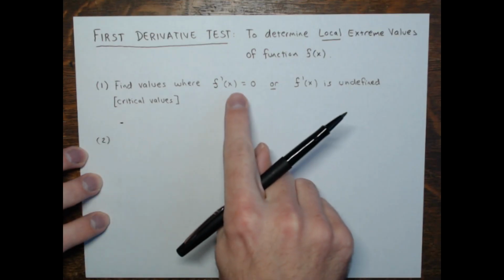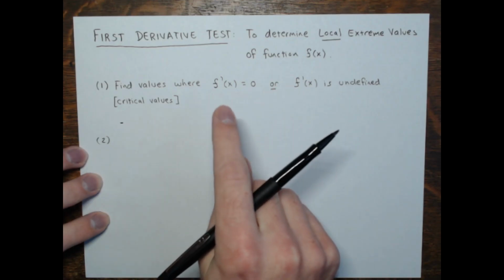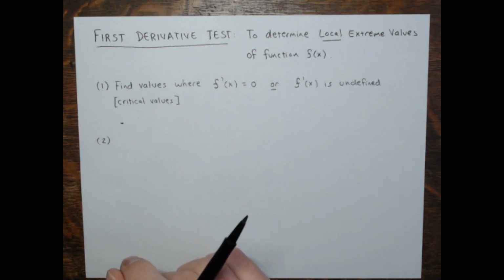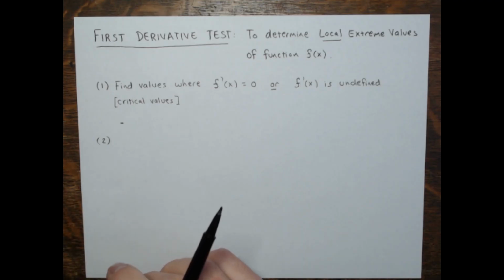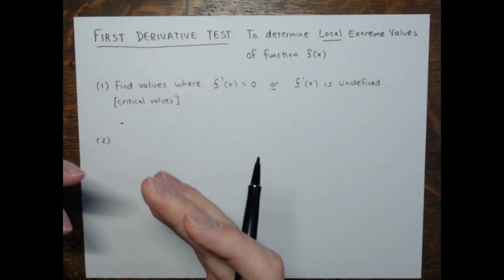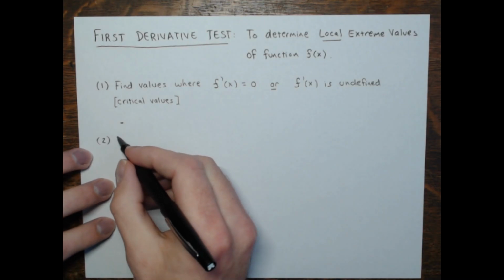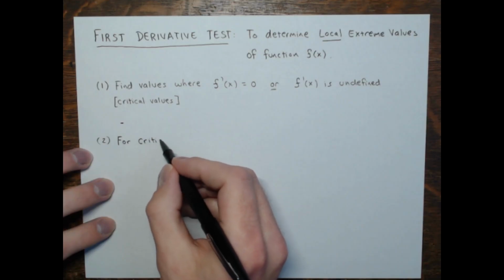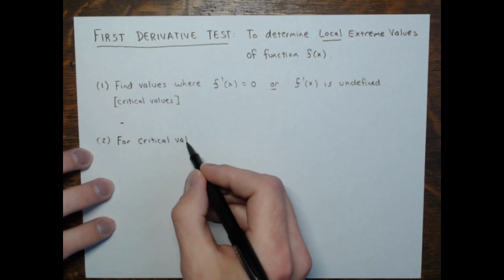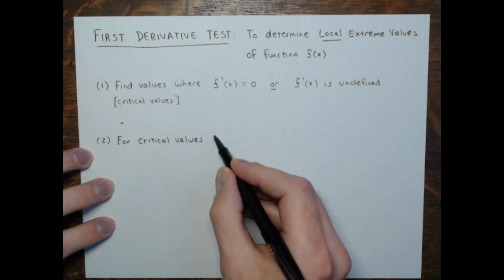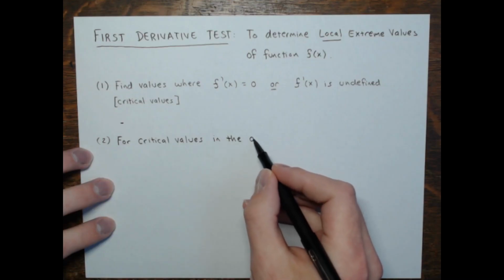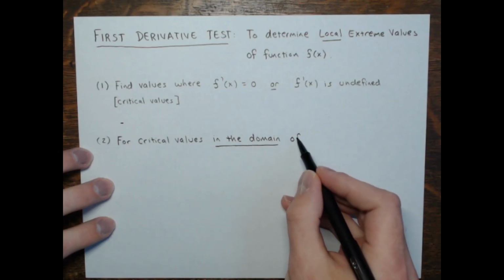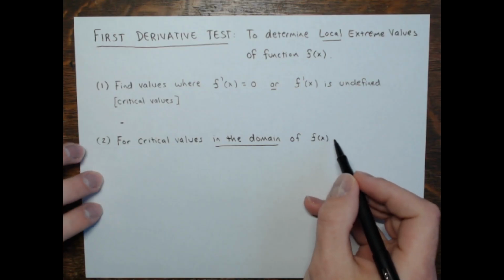Then, for critical values that are actually in the domain of f, right? Because if you find these and they're not in the domain of the original function, there's no point in talking about them. You're not going to have points on the graph then at those values. So for critical values in the domain of f, they have to be in the domain of the original function for us to even worry about talking about them.